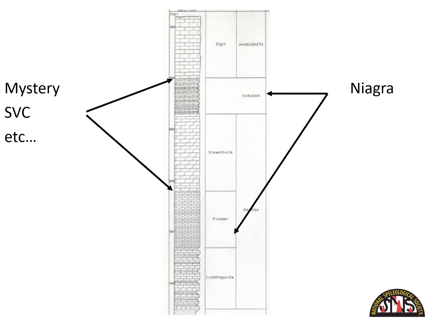So if we take a quick closer look here from the Galena, we can see that it's broken out into 3 subunits: the Cummingsville, the Prosser, and the Stewartville. And then above that we have the Dubuque and then the Maquoketa. Most of the caves, such as Mystery Cave and Spring Valley Caverns and Niagara Cave, their initial formation horizon tends to be in the Dubuque and often at the actual join of the Dubuque and the Maquoketa. And then they erode down through various layers, but most of them don't get below the Prosser.